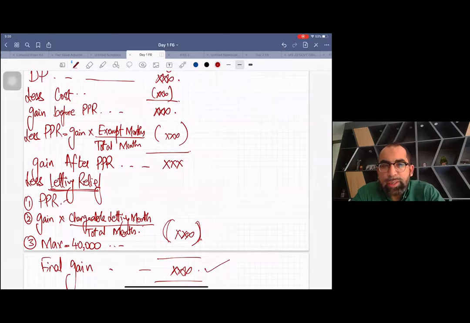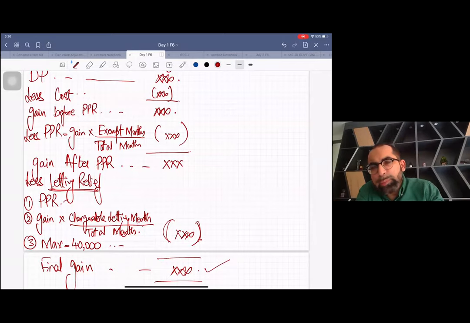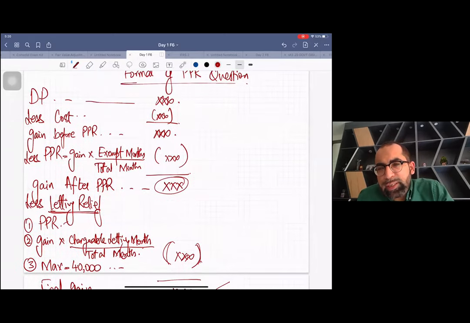There is a possibility in the question that there is only PPR but no letting relief. Yes, if you are not present in the house with letting, then no letting relief is available. But yes, PPR is available. So you will stop the question here. There are many questions in your exam kit in which only PPR is available.